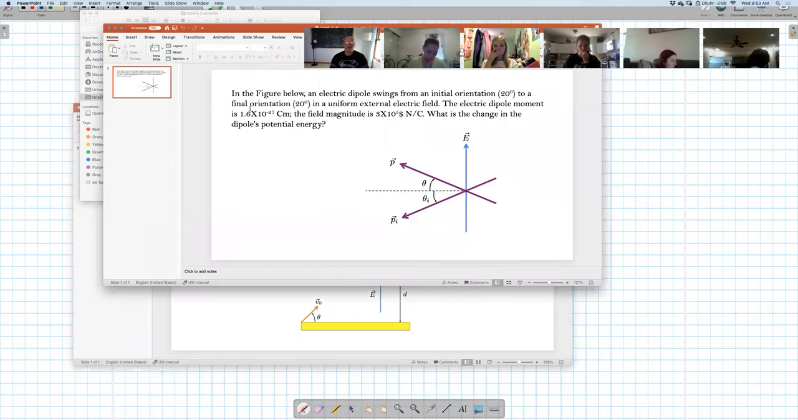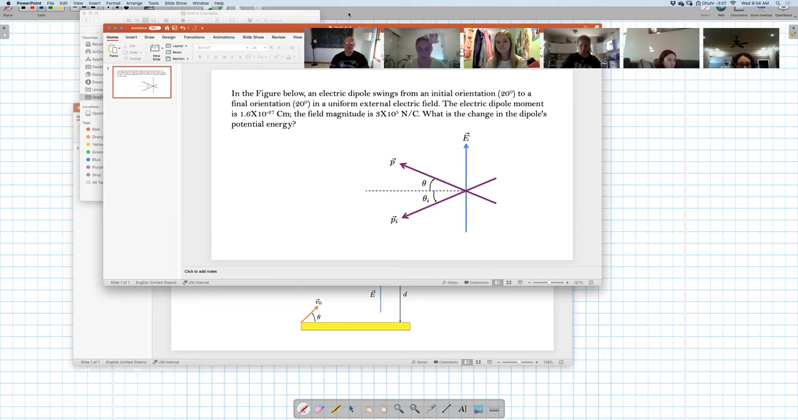Okay, so this one says, in the figure, we have an electric dipole that swings from an initial orientation of 20 degrees. So that is this. So it's 20 degrees below this horizontal here to a final orientation of 20 degrees above the horizontal. The electric dipole moment is 1.6 times 10 to the minus 27 coulombs times meters. Then it says it's in an external electric field, which is pointing vertically, which has a magnitude of 3 times 10 to the 5th newtons per coulomb. And it wants to know what is the change in the dipole's potential energy. So it wants to know how much work was done to rotate it from this position to this position.